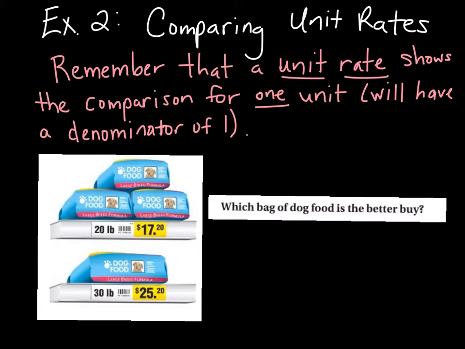For this question, we're going to figure out which bag of dog food is the better buy, and the picture shows us that we can either get 20 pounds for $17.20, or we can buy 30 pounds for $25.20. And when we had done this previously, we mostly did it just using division and fraction form, which we can get into again, but we're going to set up a ratio table this time.